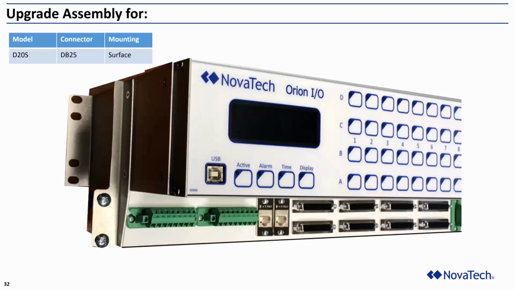If you looked at an example of that, you would have an Orion IO with this type of adapter board on the bottom, where we bring out to the front the DB25 connections, the network connections, the serial connections, and then the power connections as well. Again, this is going to be for a D20S retrofit module. On the back end, all of this would be pre-wired and connected to the back of the Orion IO.